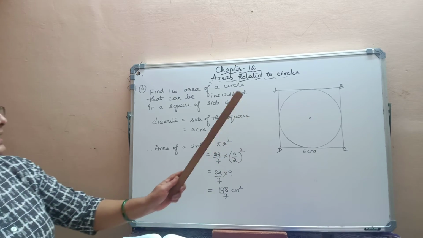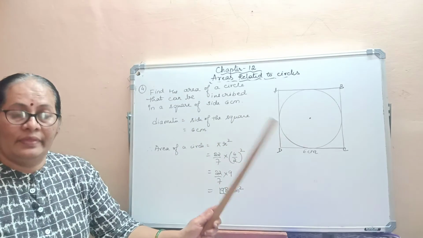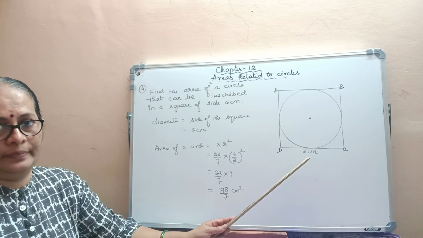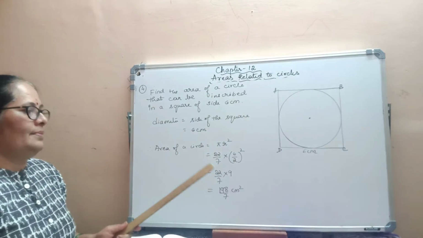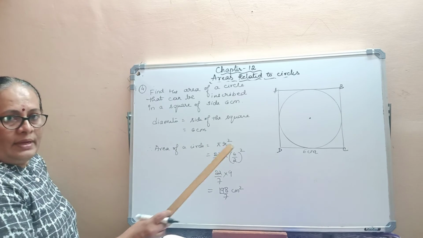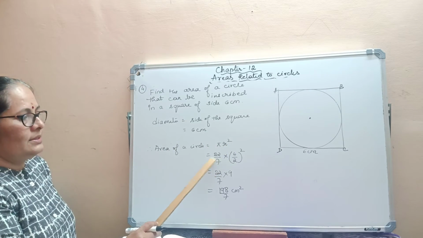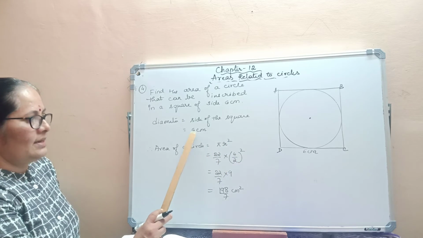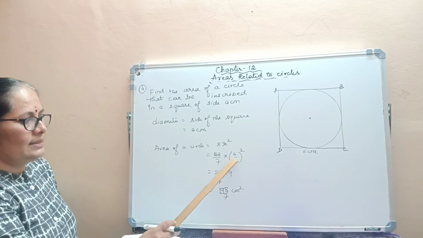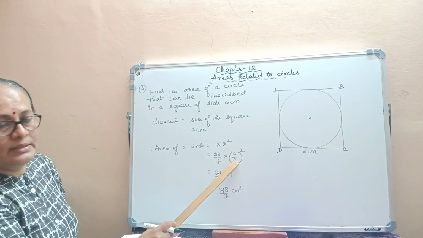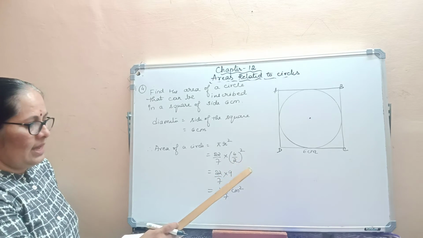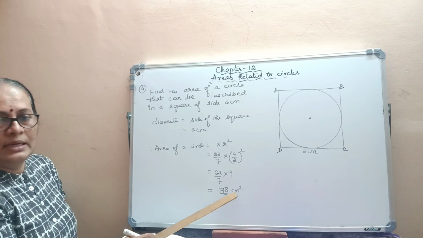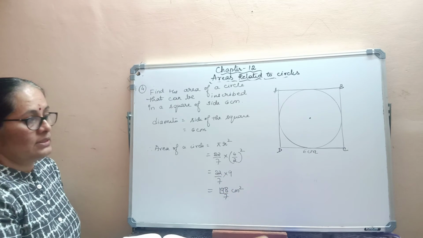When a circle is inscribed in a square, then the diameter is equal to the side of the square. Therefore, area will be pi r square, where pi is a constant, its value is 22 by 7, and radius is half of the diameter. Diameter is 6, so radius is 3. So 3 square is 9. So 22 into 9 is 198 by 7 centimeters square.